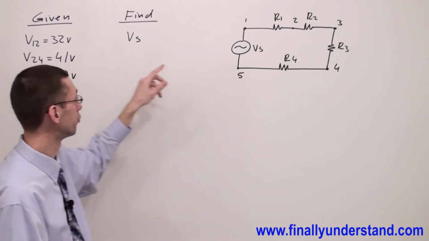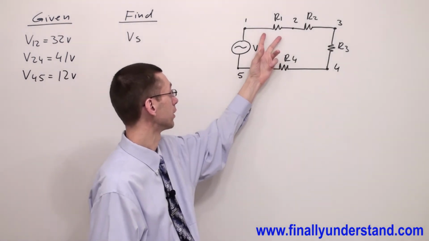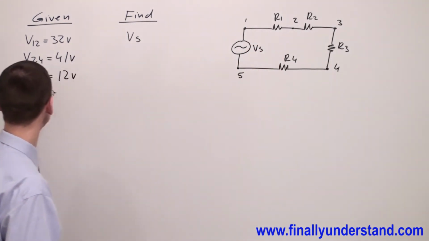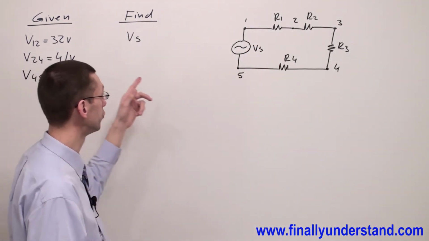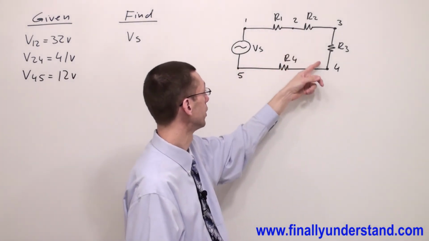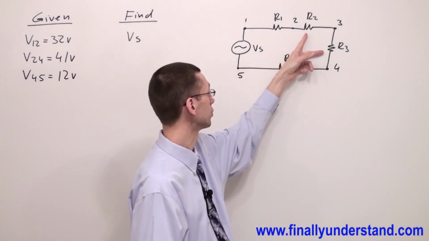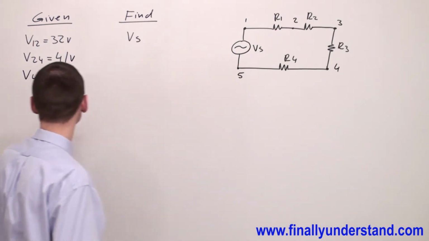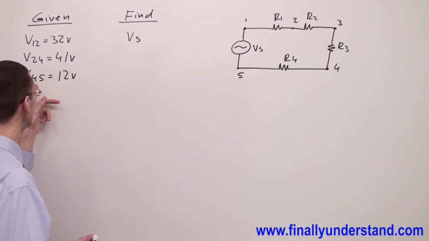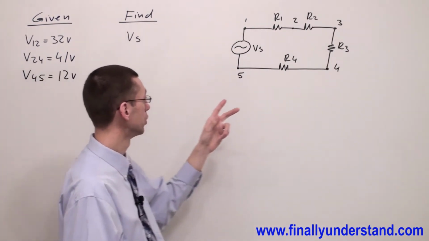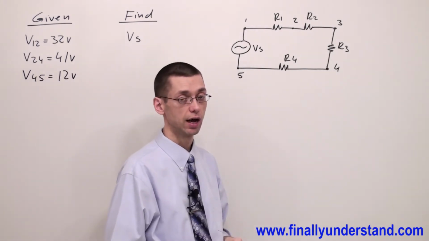V12, so this is the voltage across resistor R1. And we also have voltage V24. Voltage V24 is the voltage drop across these two resistors. And we have V45, so this is the voltage drop across resistor R4.